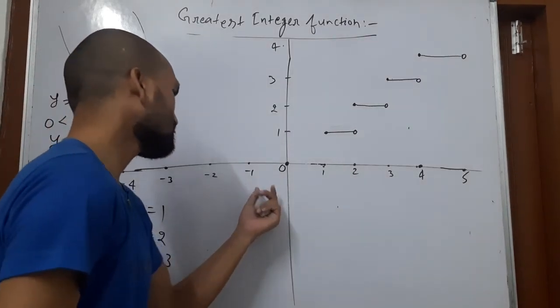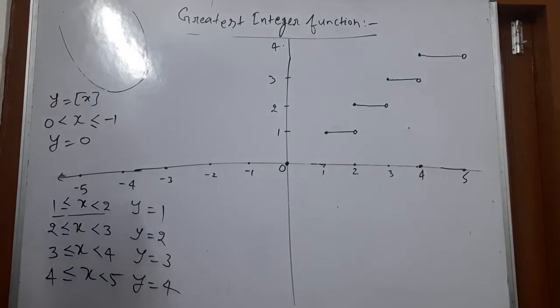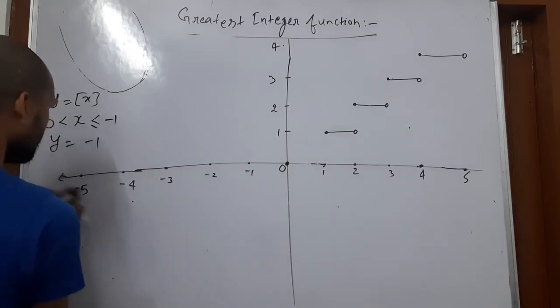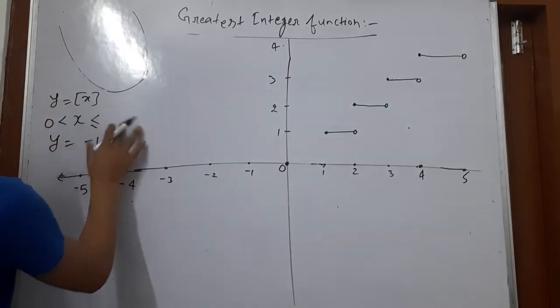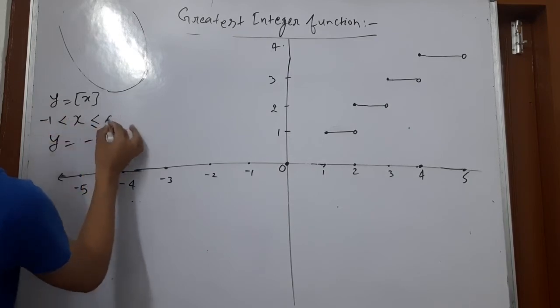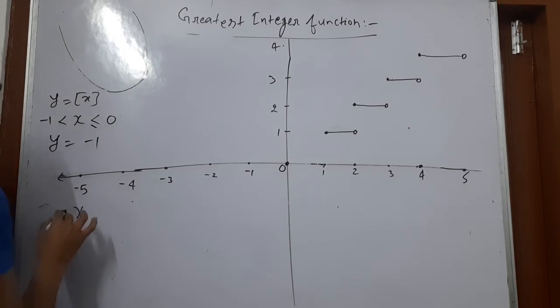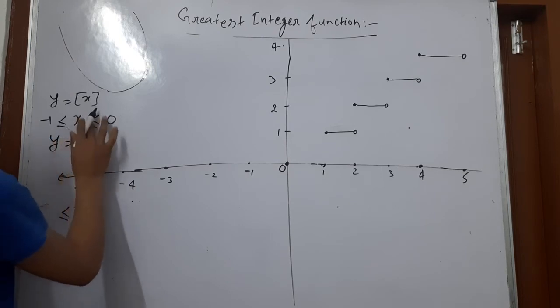Between this portion, left side value will be always -1, so y will be always -1. And between this portion, it is written wrong because -1 should be here and 0 should be here. Okay, when x is greater than or equal to -1 and less than 0.